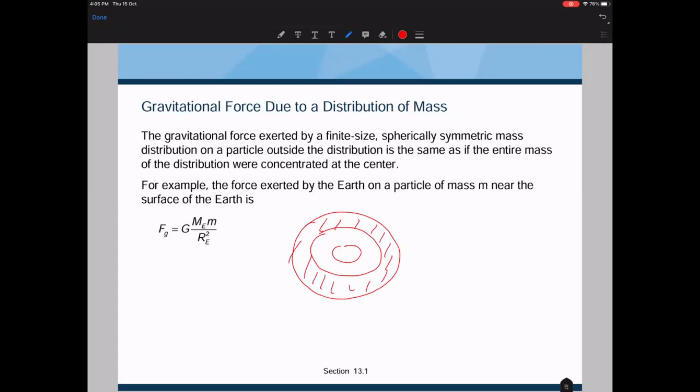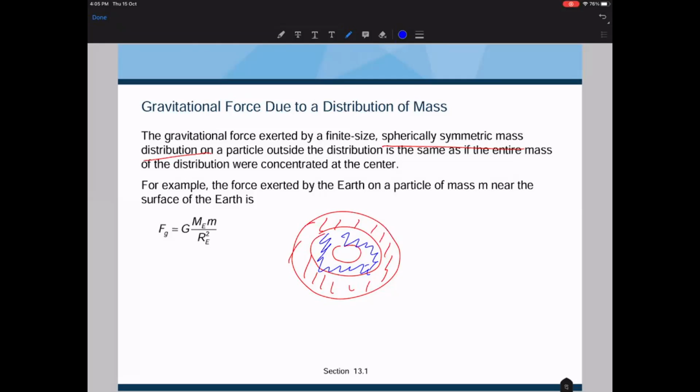That means symmetric mass distribution, and in particular, spherically symmetric. That means layers of the sphere that have the same density, if you like. So shaded regions in different colors mean different densities, but they are the same in the spherical symmetric pattern.